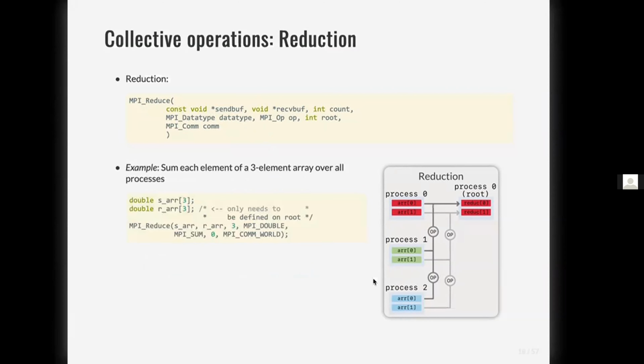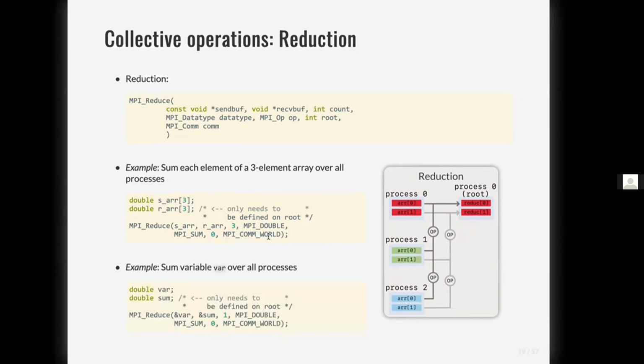And so if I would write, oh, I'm sorry, I'm confusing you here by using different names. So this does not correspond to the picture. What I wrote here corresponds to summing a 3-element array over processes. So this is the send array. This only needs to be defined on the root process, this R array, the reduced array. Then you would say 3 elements, double, MPI_SUM, root 0, and MPI_COMM_WORLD.